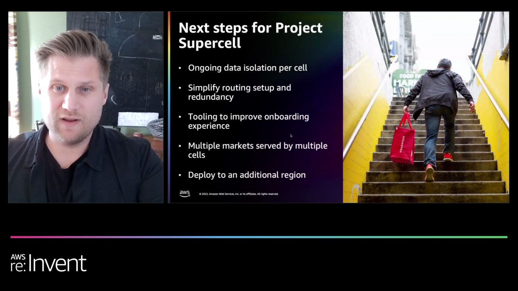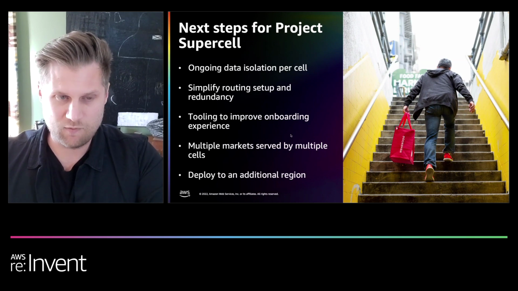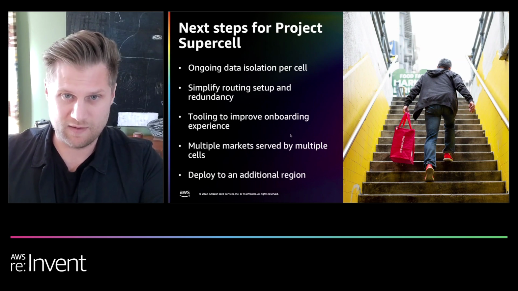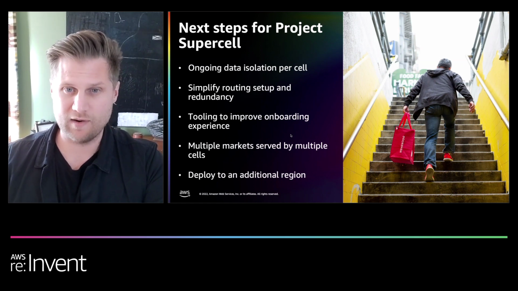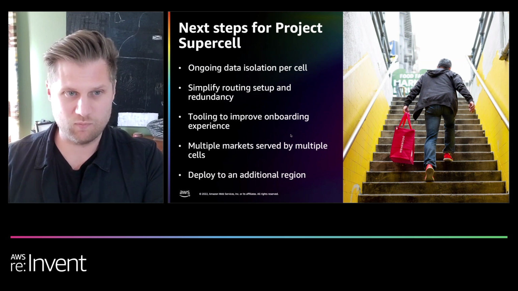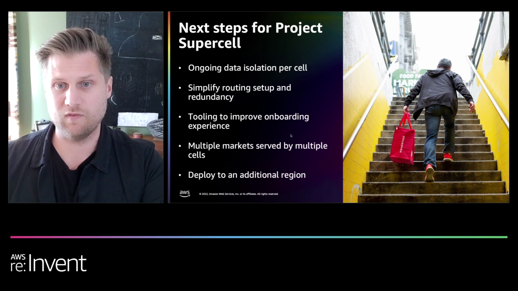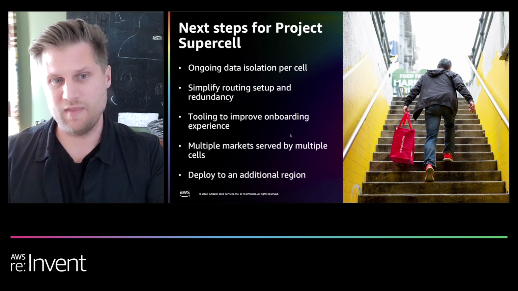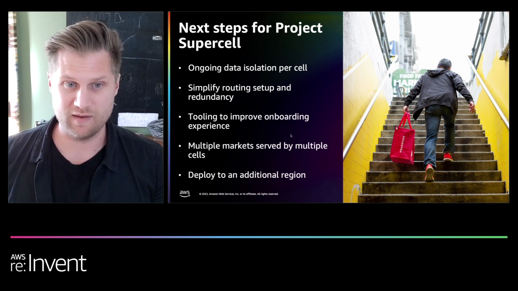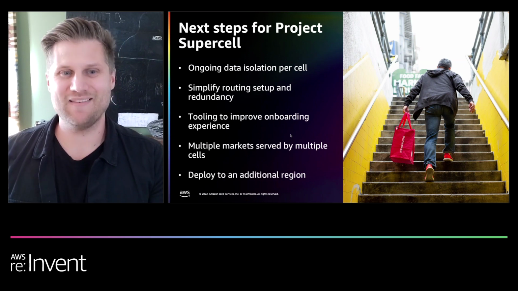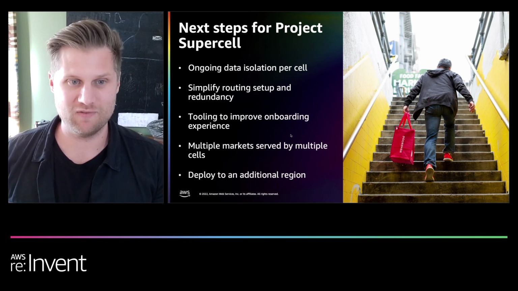For us, the journey isn't quite over. We're still working on various initiatives around Supercell, a lot of which I've already sort of shared at this point. As I mentioned, these include data isolation per cell, simplifying our overall routing setup. And there's actually an opportunity to remove an internal router once service mesh is fully adopted. And then investing in tooling to improve the overall onboarding experience, or rather, minimize the number of PRs that engineers are having to open across a bunch of repos to onboard their service.